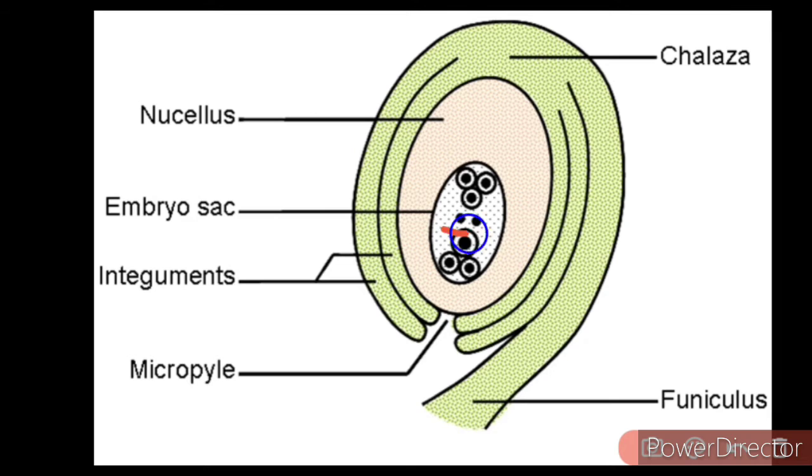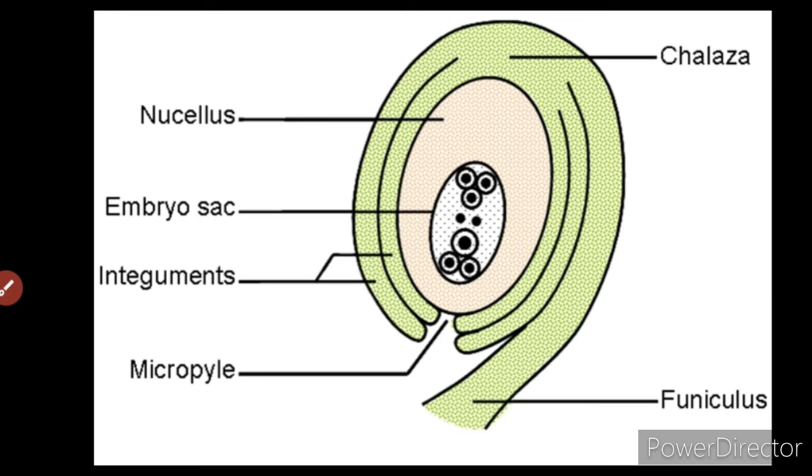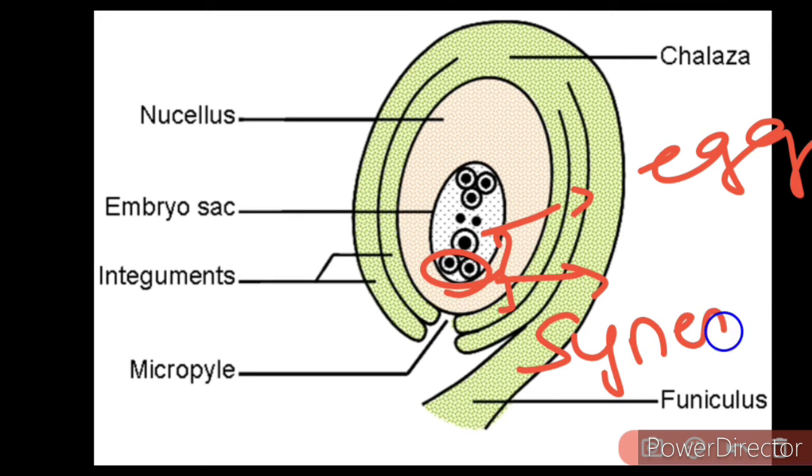Now here in the middle you can see 2 nuclei, isn't it? The remaining 2 nuclei are called the polar nuclei, and they are found at the center. In the egg apparatus, one cell is called the female gamete, and the remaining two cells are called the synergids. Out of these three, one will be the egg cell and the other two are called the synergids.